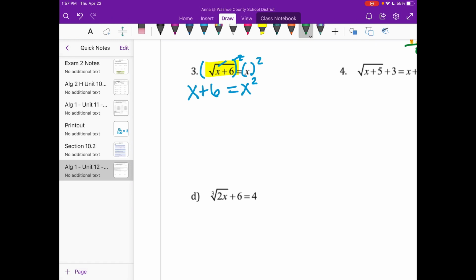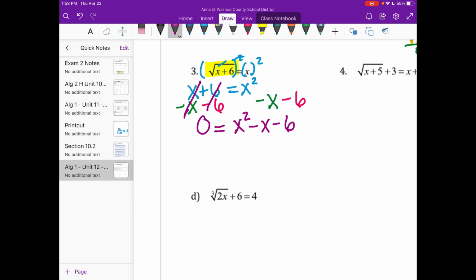I actually need to move everything to one side because I'm going to create a trinomial and hopefully be able to factor. Because let me tell you, I know we are not fans of quadratic formula. So I am going to minus the x, and I'm also going to minus the 6 because I am not a fan of negative x squared. So no, thank you. So 0 equals x squared minus x minus 6.